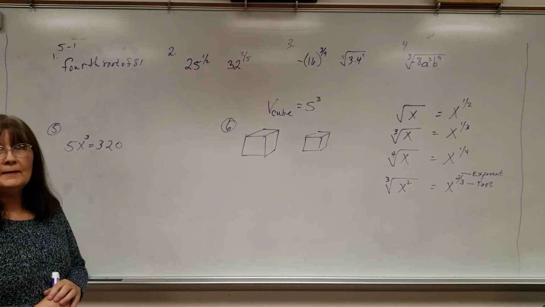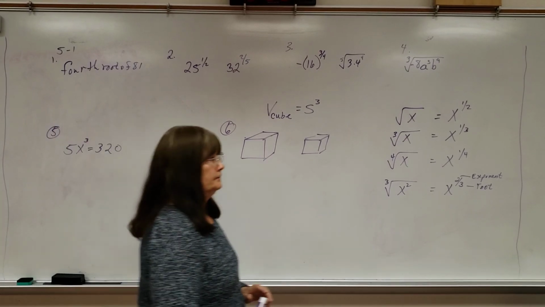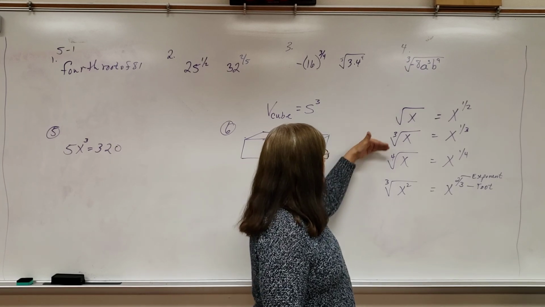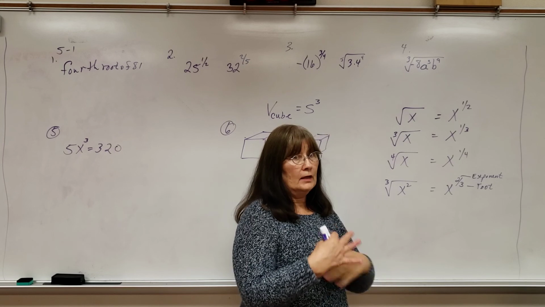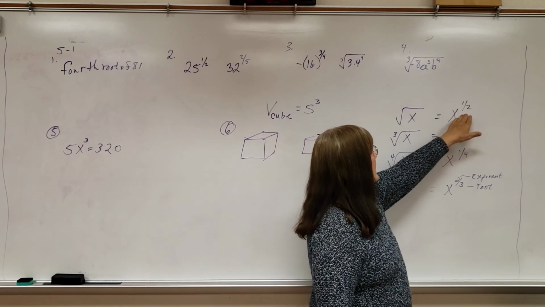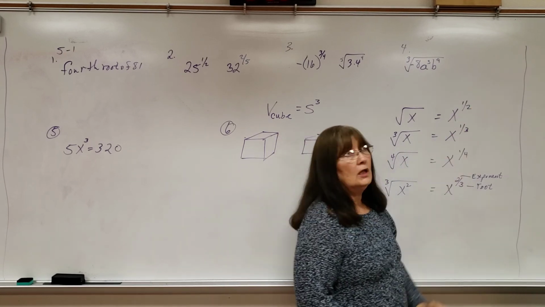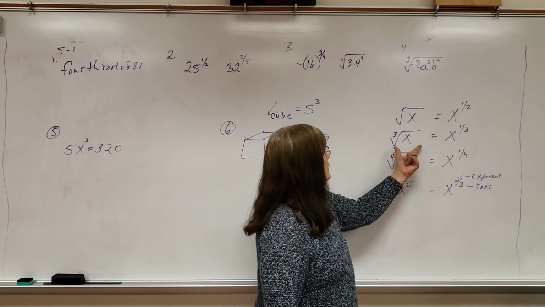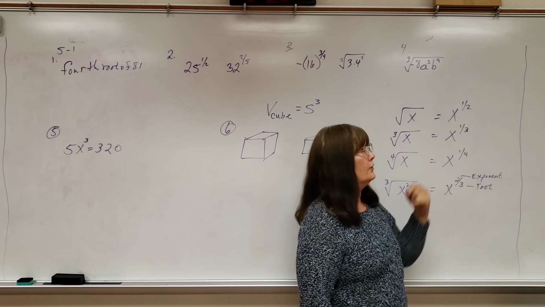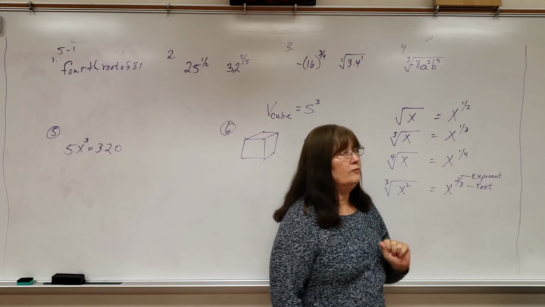Section 5.1. In 5.1, we are going to be looking at roots. First of all, we want to go over what each of these means and how they can be rewritten. The square root of x can be written as x to the 1/2. These are called rational exponents. The cube root of x can be written as x to the 1/3. The fourth root of x can be written as x to the 1/4.